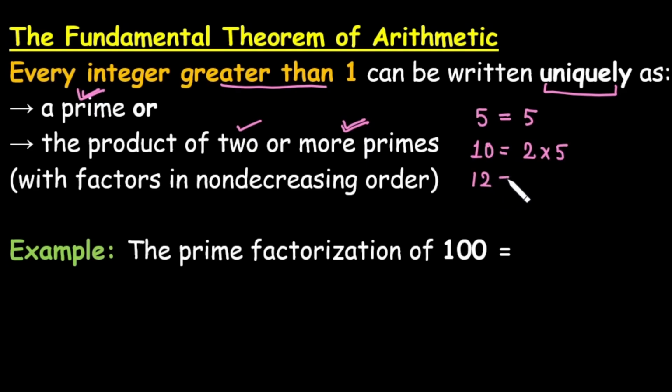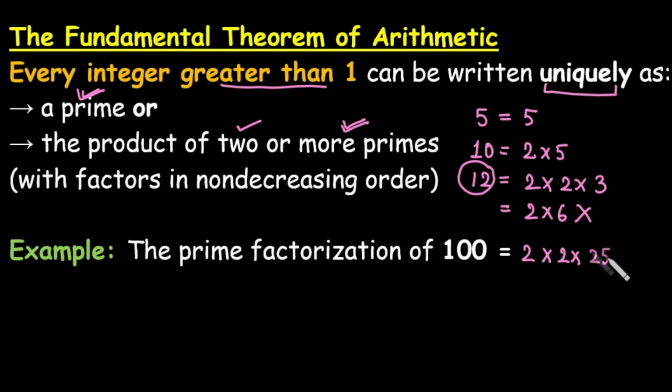Now what about 12? 12 breaks as 2 into 6 and 6 further breaks as 2 into 3. So again we have the prime factorization of 12, and that is always unique. Make sure you do not say that 2 into 6 is the prime factorization of 12. The fundamental theorem states that every integer can be expressed as a product of prime numbers. So here 6 is not a prime. Now what is the prime factorization of 100? 100 is separated as 2 into 50, and 50 is further separated as 2 into 25, and 25 is further separated as 5 into 5. So we can write 100 as 2 squared into 5 squared. So this is the prime factorization of 100.